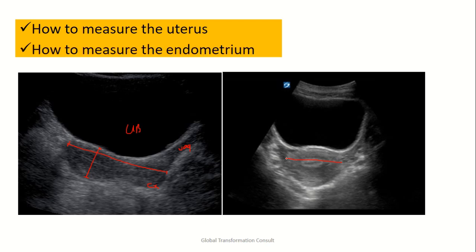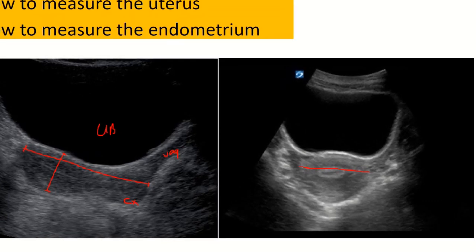Now, how to measure the endometrium? The endometrium has 3 layers on ultrasound. It has a 3-layered appearance. You can see here, from this place to this place, are the views of the uterus. You can see 3 layers: here, here, and here. So this is the first layer, the basal layer, the second layer, and the third layer.